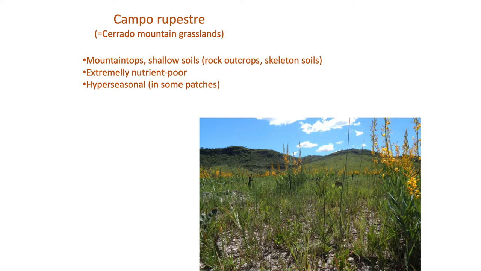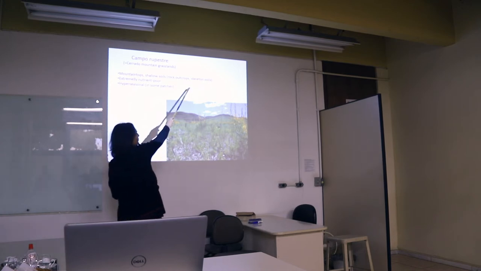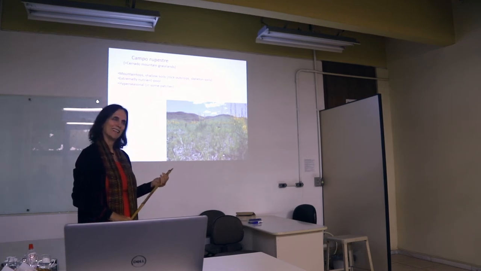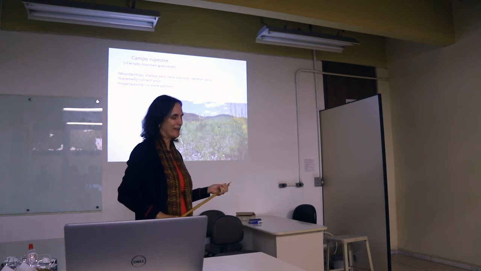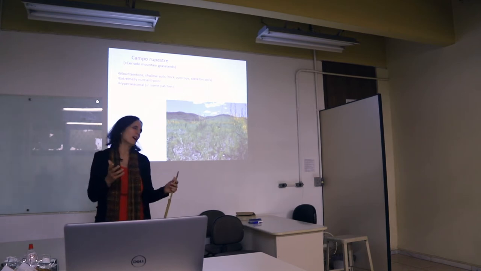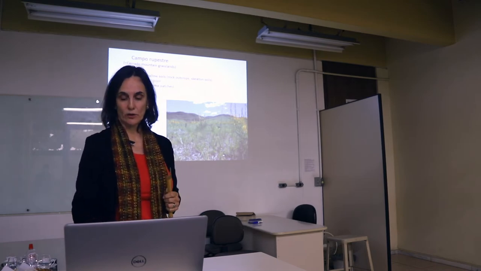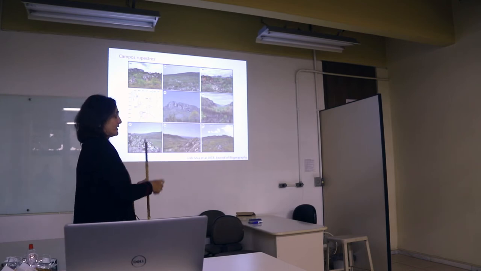Campo Rupestre is in the mountain tops, in shallow soils, rock outcrops. Do you use this word around here, skeleton soils? I've heard that in Australia, and I said, I have never heard that. Then I asked some people from the UK that work on this, and they say, yes, this term exists. It's about what you see in Campo Rupestre, where you don't have true soils. You have small stones here and there. Extremely nutrient poor, and sometimes they can be hyper-seasonal because there are patches where the rain accumulates because of the local topography, and then these patches can be hyper-seasonal.